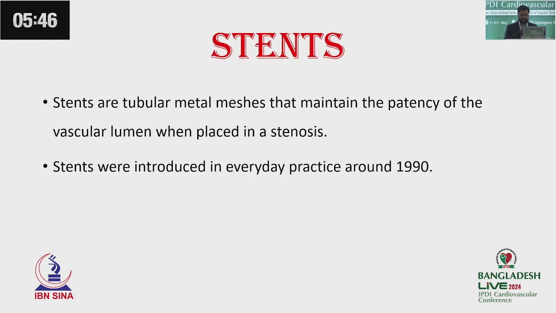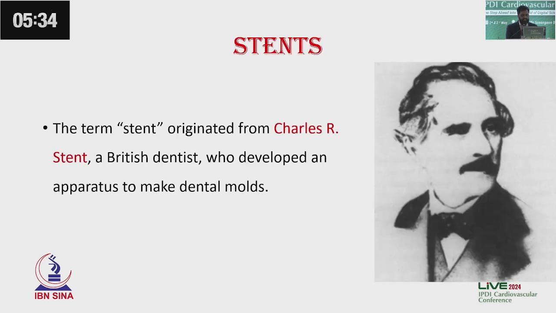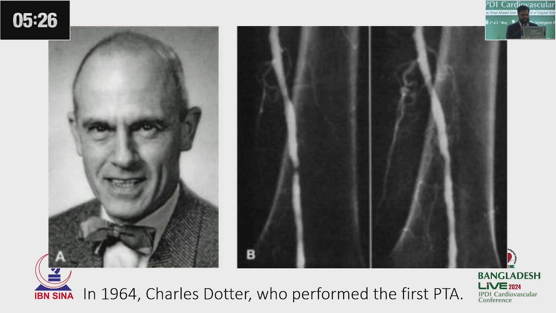Now, stents. You all know that stents are tubular metal meshes that maintain the patency of the vascular lumen when placed in a stenosis, and they have been in regular use since 1990. The stent was named after a British dentist, Charles R. Stent, and it was Sir's daughter who first performed PTA in 1964.